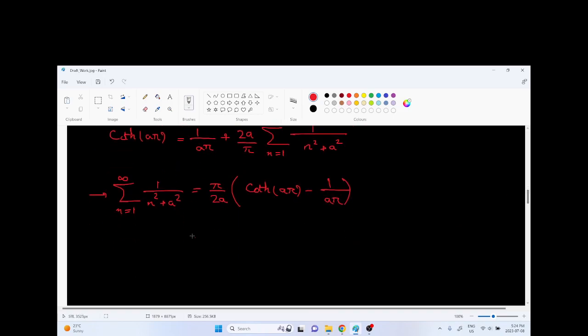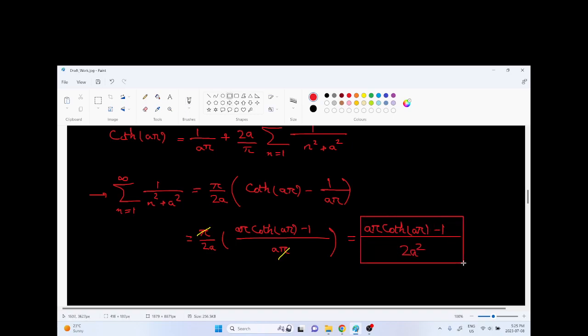And if we get the common denominator inside brackets, we get a pi cotangent hyperbolic of a pi minus 1. And we can cancel this pi with this pi down there. So now in the denominator, we have 2a squared. And at the top, we have a pi cotangent hyperbolic of a pi minus 1.